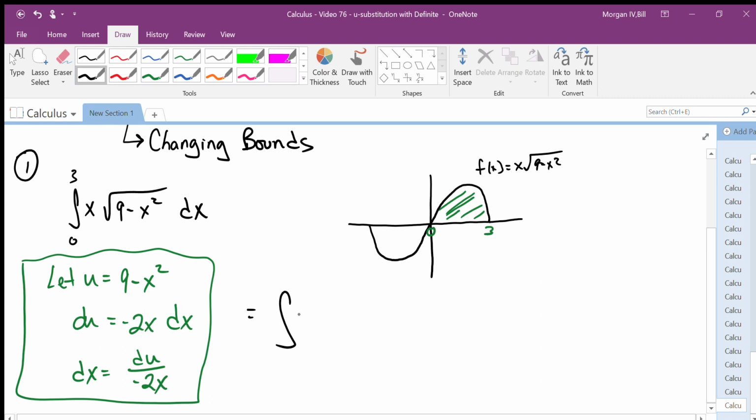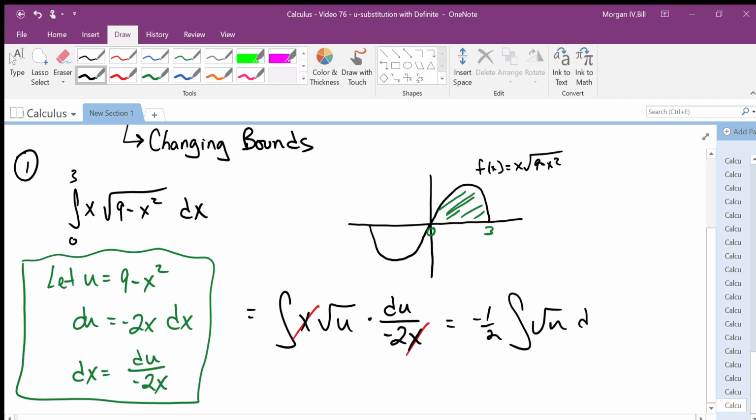So we have x, and the square root of 9 minus x squared becomes square root of u, and dx becomes du, so times du over negative 2x. We see that the x's cancel. We can bring that negative 2 in the denominator out as a negative 1/2. And bringing the negative 1/2 out, then we have square root of u du.